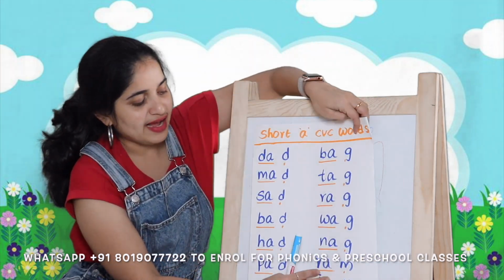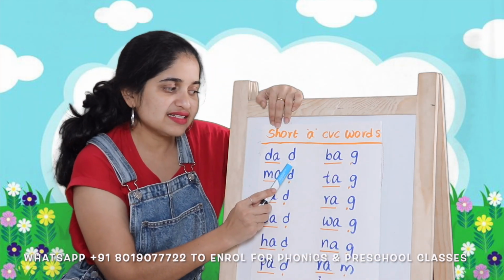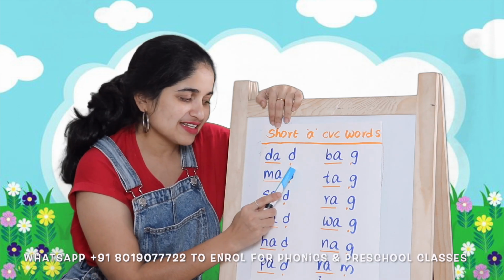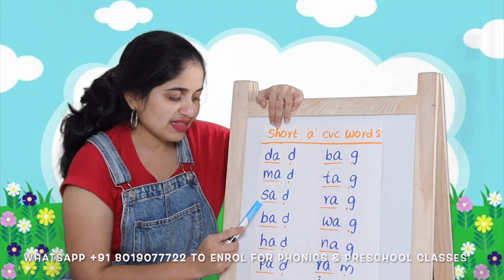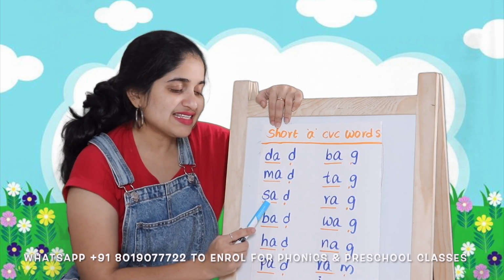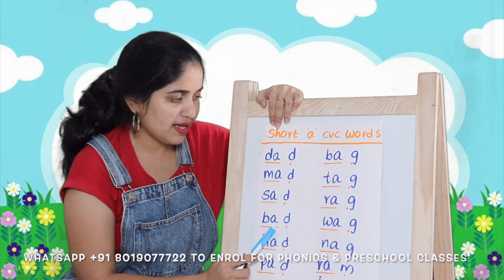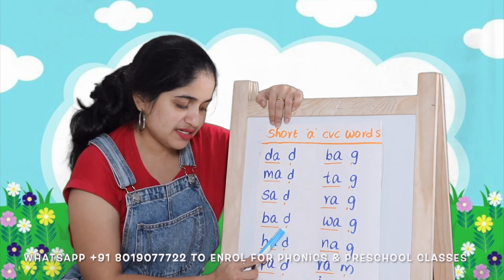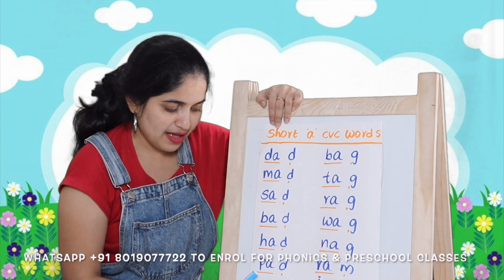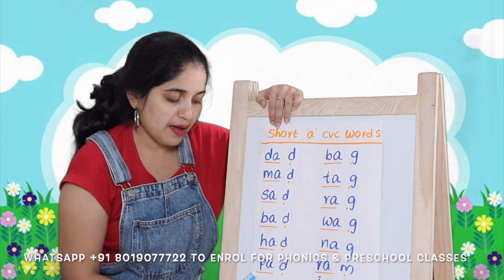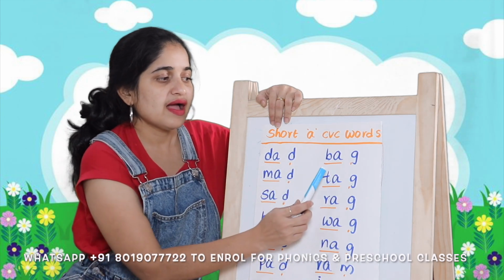Once the child is thorough with these short A blends, now we are supposed to introduce them to the 3-letter words like this. Da, d, dad. Ma, d, mad. Sa, d, sad. Ba, d, bad. Ha, d, had. Pa, d, pad.